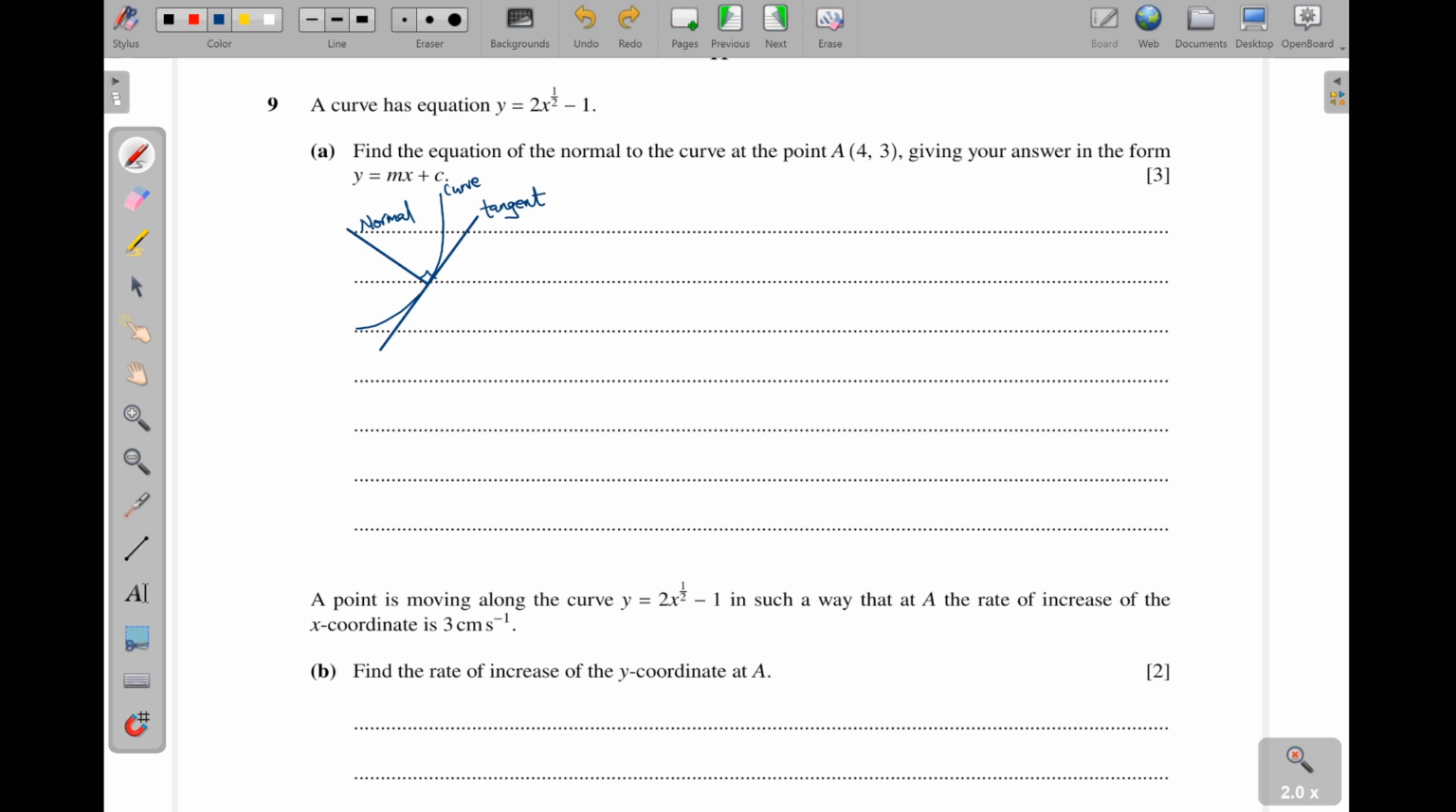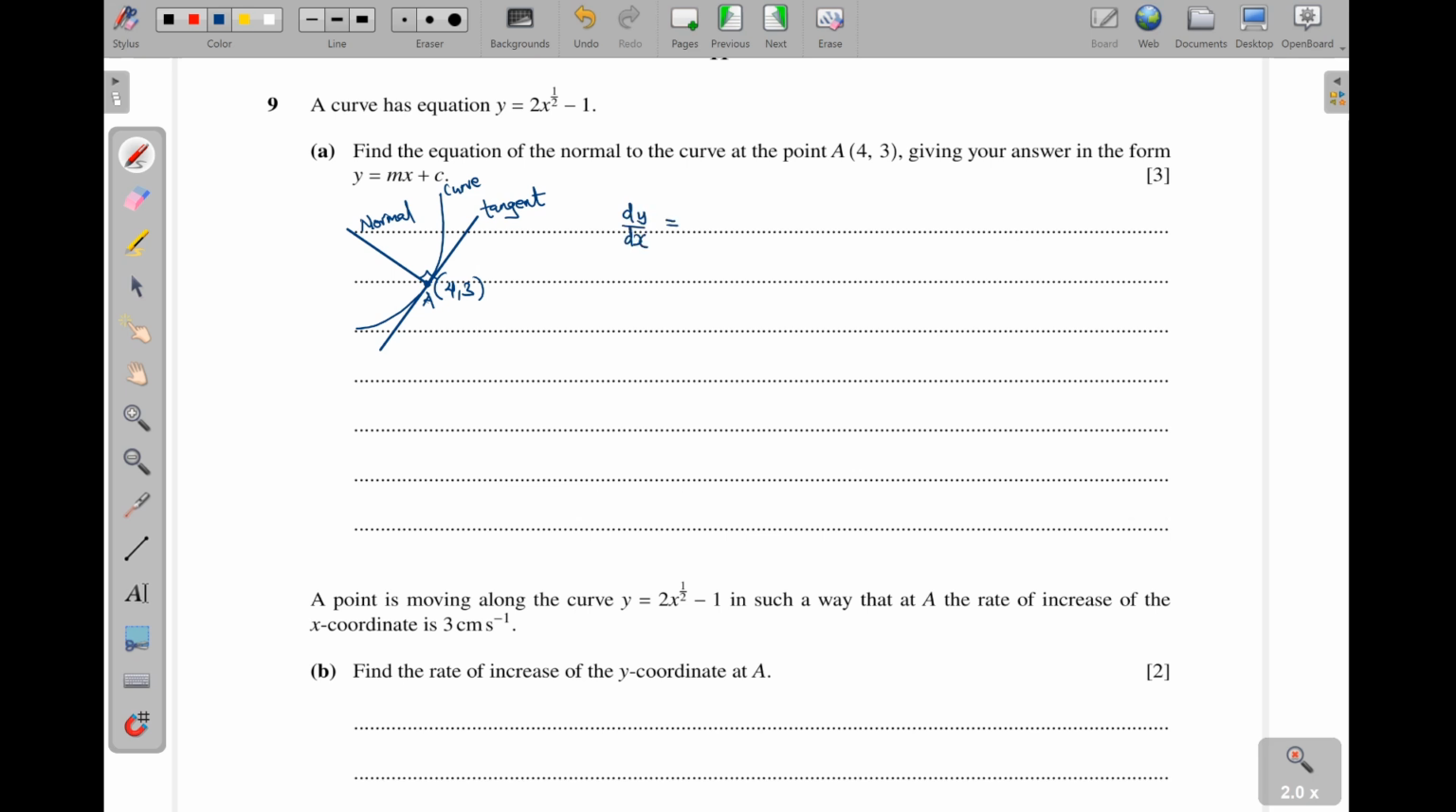The gradient of the curve is always changing, okay? It is different at all the points on the curve, but the gradient between any 2 points on a straight line is equal. Now at the point of intersection, these two have the same gradient, okay? And to get the gradient of the curve, we need to differentiate. So what is dy/dx?